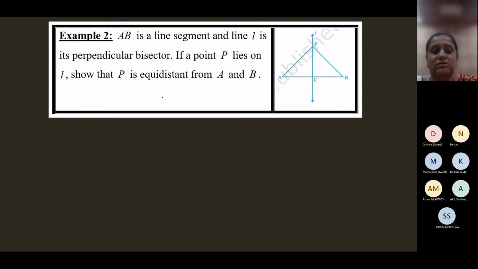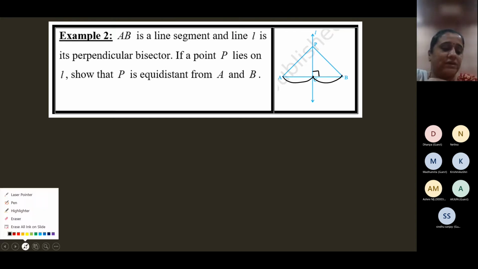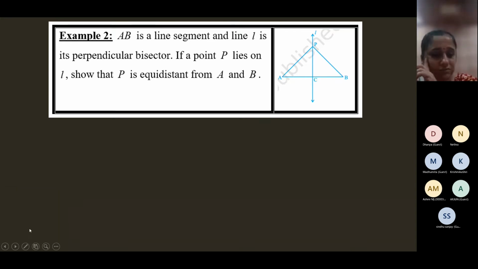L is perpendicular to AB. That means it makes 90 degrees with AB. And L bisects AB. That means L cuts AB into 2 equal pieces. AC is equal to BC. That is, the line segment AC is equal to the line segment BC. C is the midpoint of AB. So much we have from this.